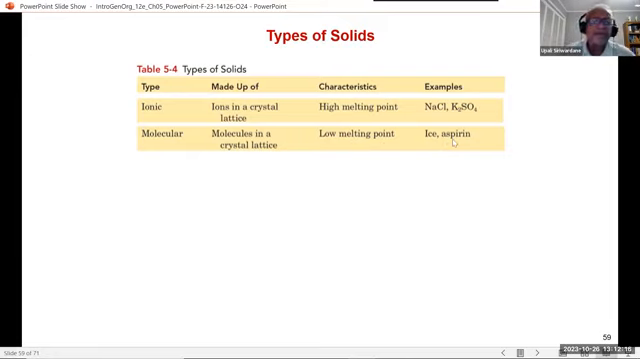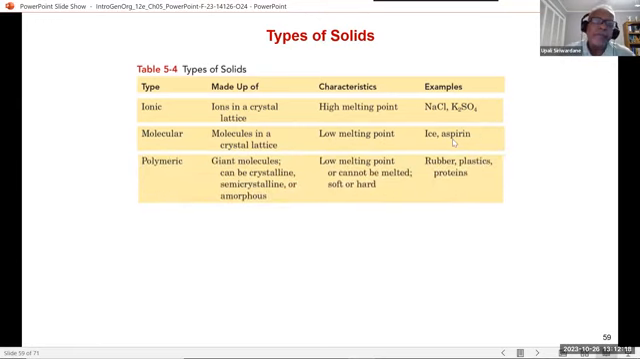The third type of solid is polymeric solid. Polymeric means they are repeating units. They can be crystalline or semi-crystalline or amorphous. Mostly amorphous. Polymeric compounds are mostly amorphous. Crystals are not formed. They are low melting.